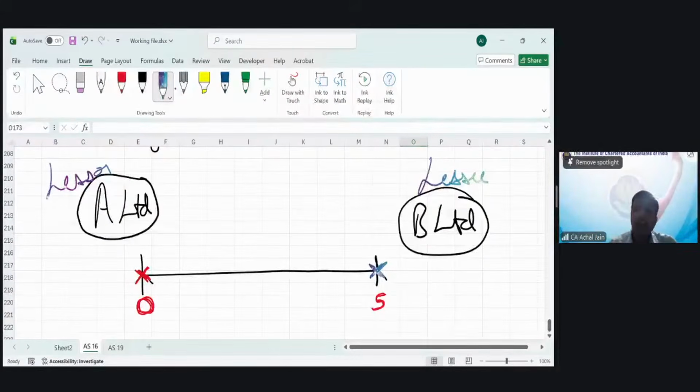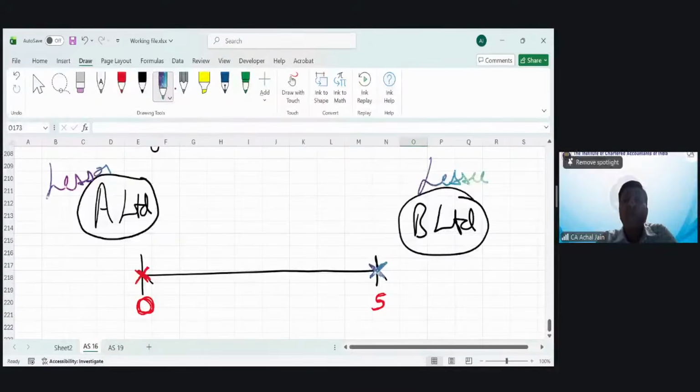Now, in this case, the moment you say this sort of clause is there, this is an indicator of what? That it's a finance lease. Now let's try to understand the underlying concept. See, in case of a finance lease, what are we trying to check? We are trying to check whether the risk and rewards are transferred to lessee or not, substantially.